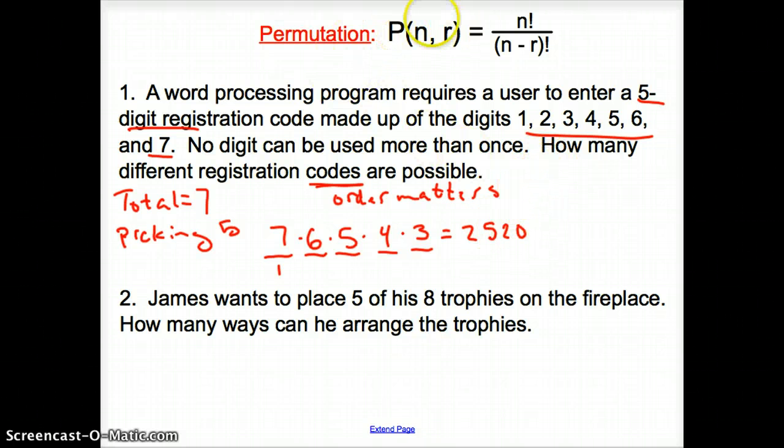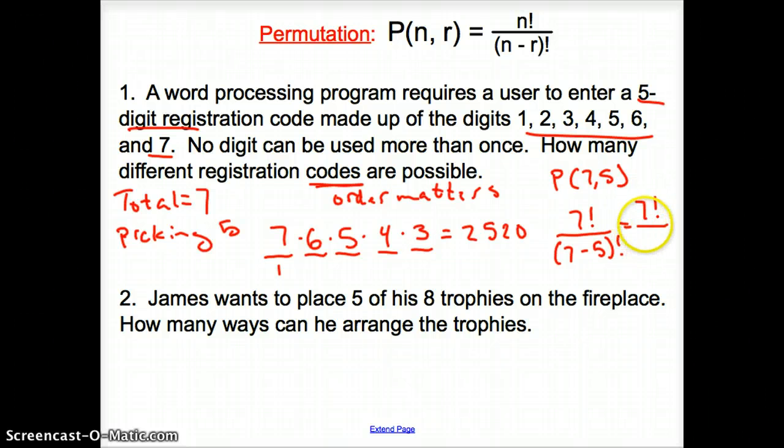Or what else could we do? We could use this in our calculator. And we go P and 7, 5. And what's that mean longhand? 7 is our n, so we're going to put it in for n. So it's going to be 7 factorial divided by, and then this n is still 7, 7 minus 5, because that 5 is where the r is, factorial. It goes 7 factorial divided by 2 factorial, which equals 2,520.